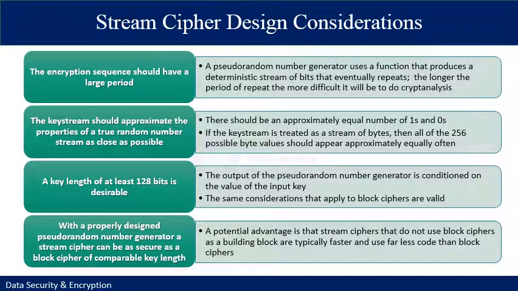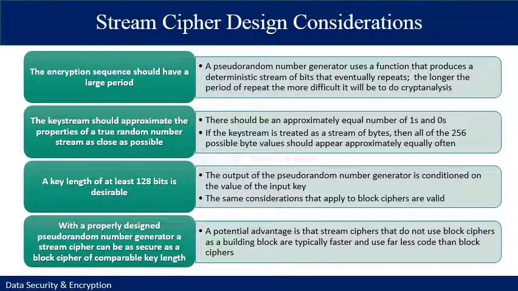The stream cipher is similar to another algorithm discussed in the previous lecture known as the one-time pad. The difference is that the one-time pad uses a genuine random number stream, whereas the stream cipher uses a pseudo-random number stream. However, the following important design considerations for a stream cipher must be taken care of.